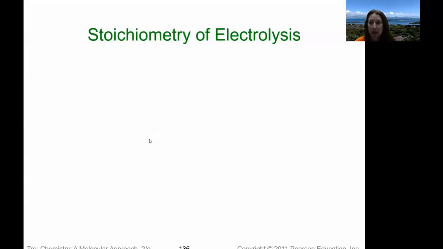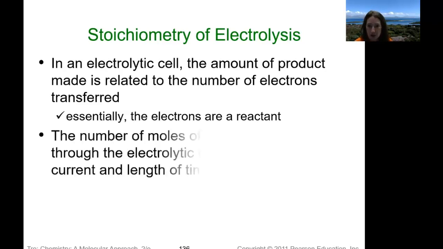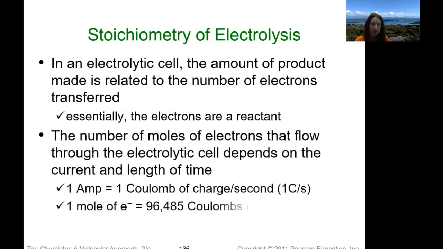Okay, now, stoichiometry of electrolysis is super simple. So what we're going to do in an electrolytic cell, again, is that the amount of product made is related to the number of electrons transferred, right? And the electrons transferred, you already know that. Remember when we crossed off the number of electrons when we were balancing chemical equations, like we had to multiply them to get 6 on each side? That's the number of electrons transferred, right? So you already know how to do that part. And essentially, like I said, the electrons are reactants.